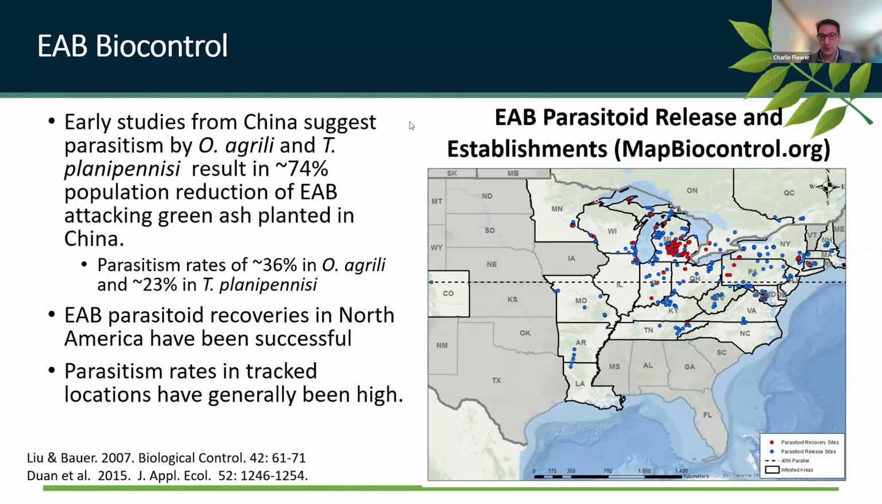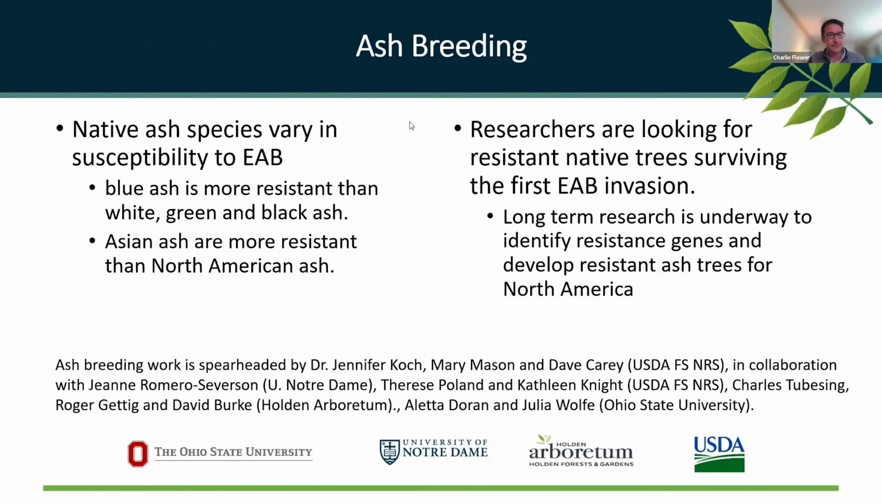But these EAB parasitoid recoveries in North America have been successful. The recovery is considered a success of the program in some capacity when they put the material out and they can get it years into the future. That's naturalization of the parasitoid. And they've been tracking the parasitism since they've deployed them, and they've had really good success with that. So hopefully it can help, when paired with restoration, breeding, and some other mitigation attempts, maintain ash as a component of the forest.